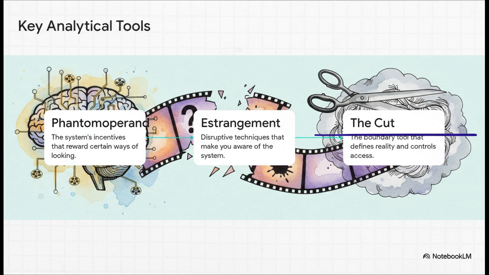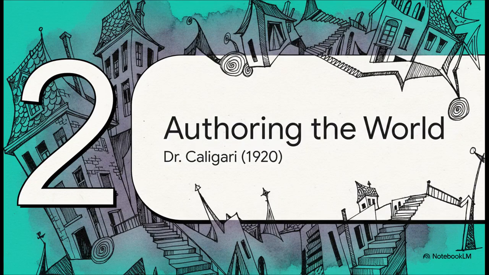And third, the cut. And this is so much more than just an edit. Think of it as a tool that draws boundaries, that partitions reality and controls what you are and are not allowed to see. All right, let's put these tools to work. We're starting way back in 1920 with The Cabinet of Dr. Caligari. It's a classic of German expressionism, and it's a film where the system's manipulation is anything but subtle.